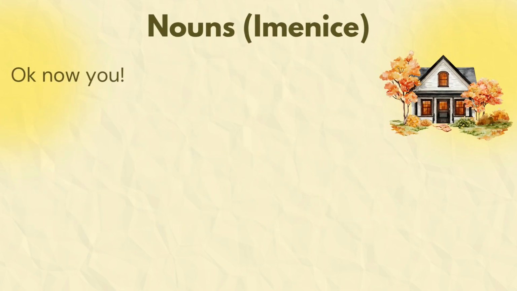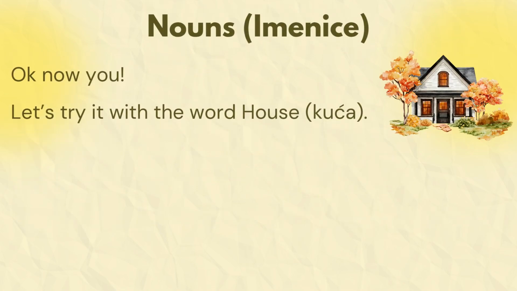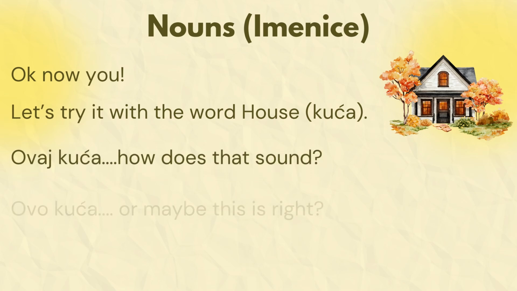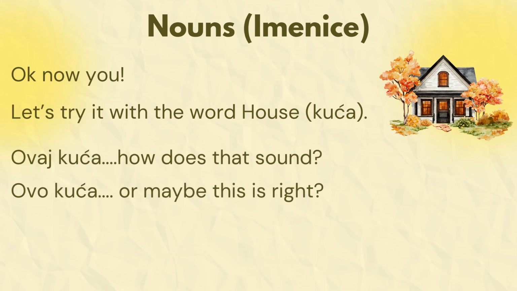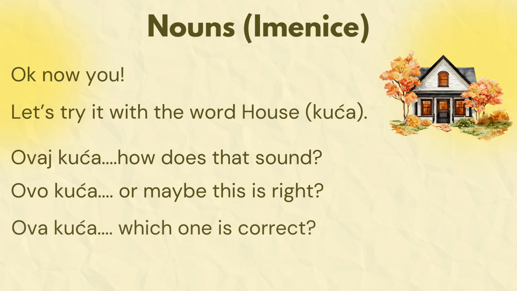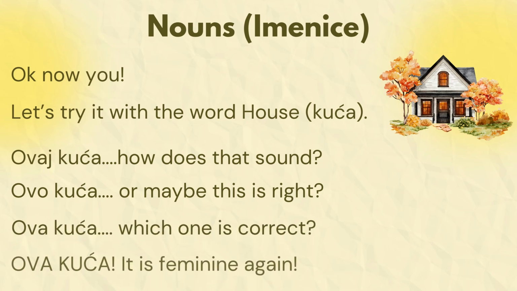Okay, now you. Let's try it with the word house, kuća. Ovaj kuća. How does that sound? Ovo kuća. Or maybe this is right. Ova kuća. Which one is correct? Ova kuća. It is feminine again.